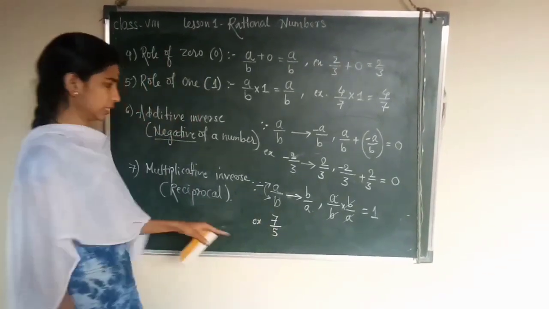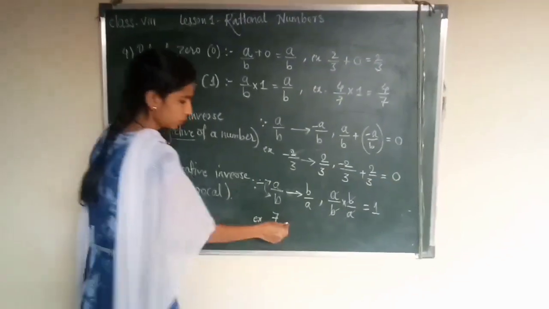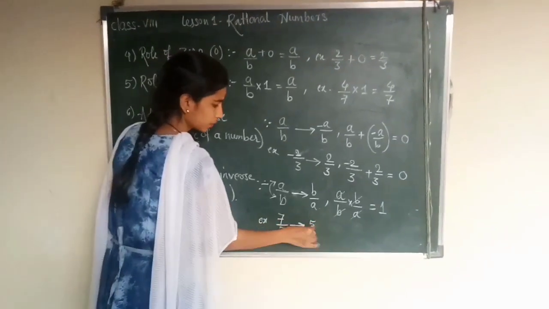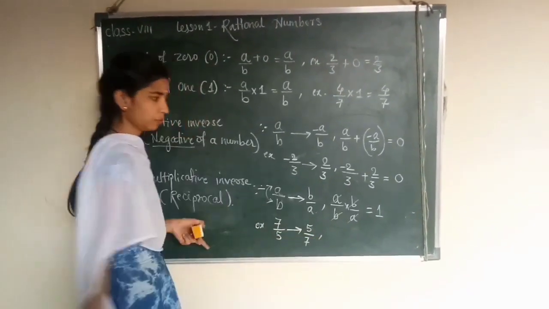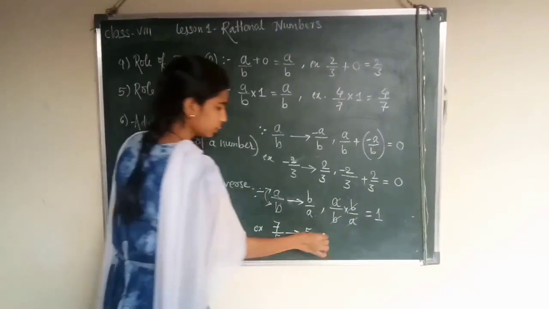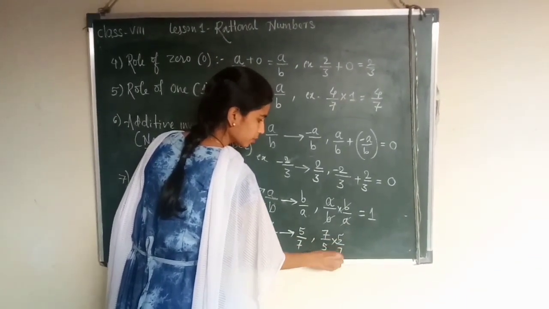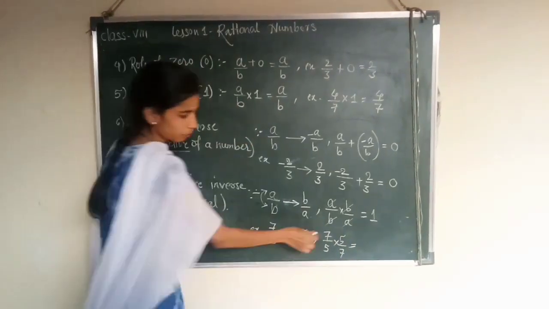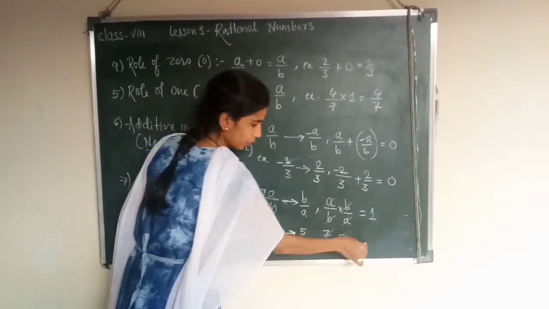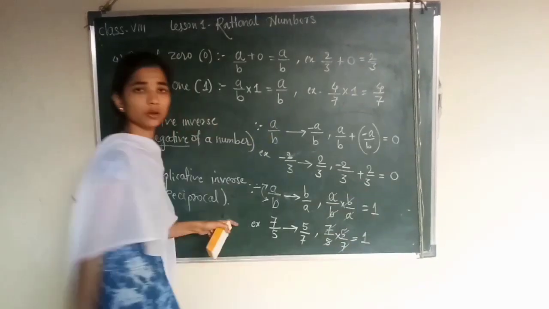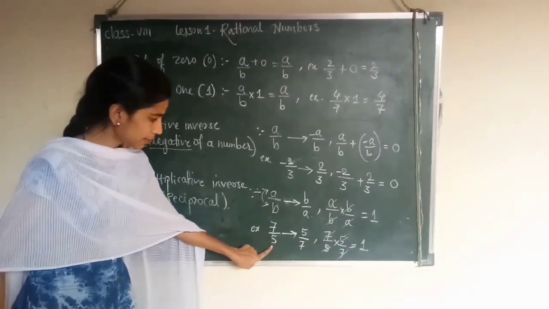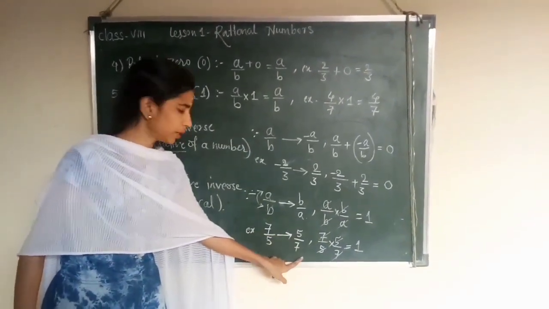7 by 5 is there. What will be its reciprocal? 5 by 7. We will check its multiplication: 7 by 5 into 5 by 7. Now see, we can cancel 7 and 7, 5 and 5. So the product will be 1. It means that 7 by 5 is the reciprocal of 5 by 7.